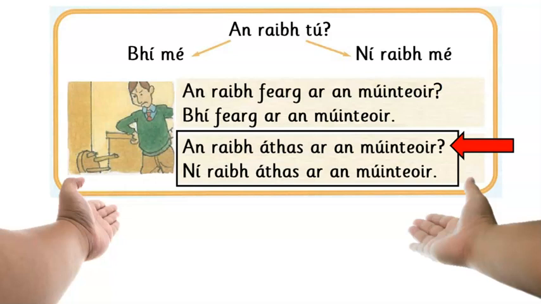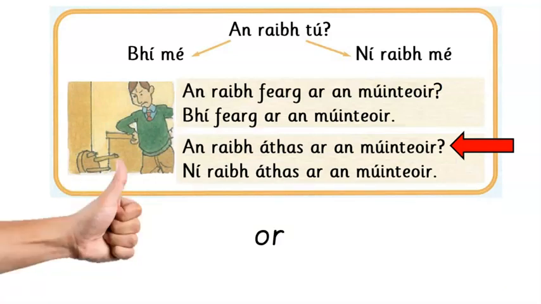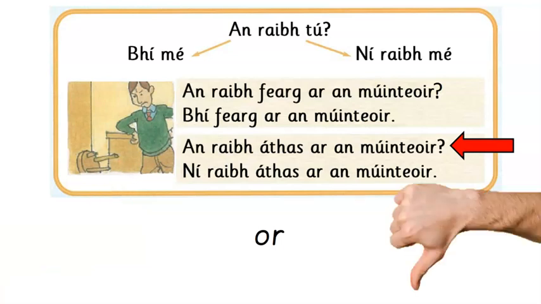Okay, second part here. Two hands out. An raibh áthas ar an múinteoir? Was the teacher happy? So we've got bhí áthas ar an múinteoir. Thumb out. And next one, thumb down: ní raibh áthas ar an múinteoir. Of course, the answer has to be ní raibh áthas ar an múinteoir. The teacher was not happy.